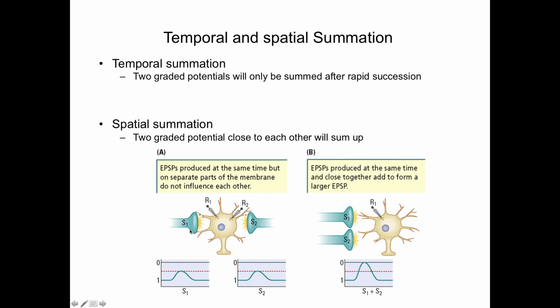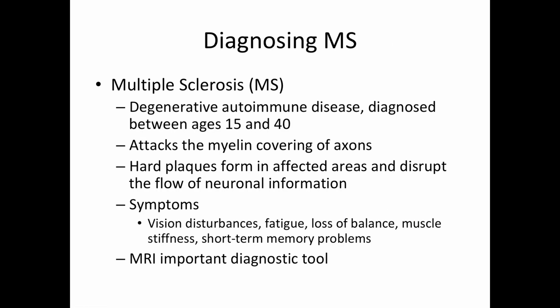So for example, if these EPSPs, they're both excitatory, are produced at the same time, but on total opposite sides of the cell body, they will have no influence on one another. But if you put them next to each other, they will add up. So here you see that they will reach the red line. And since they're far from each other, there will be one here and one here, but they don't influence each other. But if they're next to each other, you can add them up.